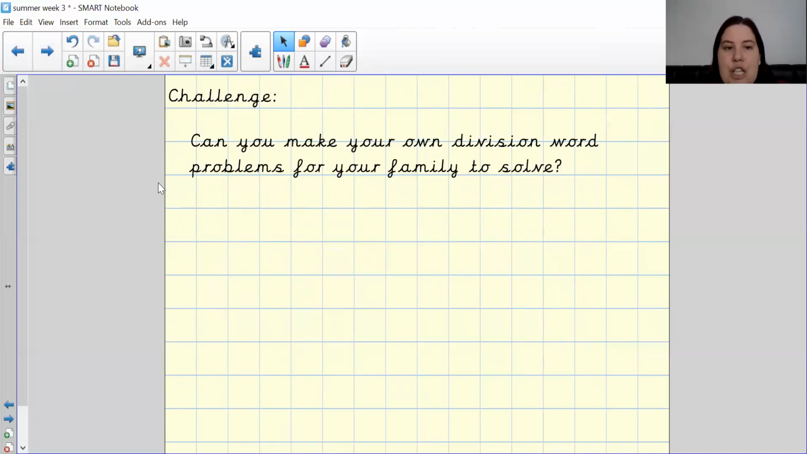And then finally, your challenge for today is, can you make your own division word problems for your family to solve? Once you have completed these activities, please upload them onto Tapestry, and I look forward to seeing all your fantastic work.